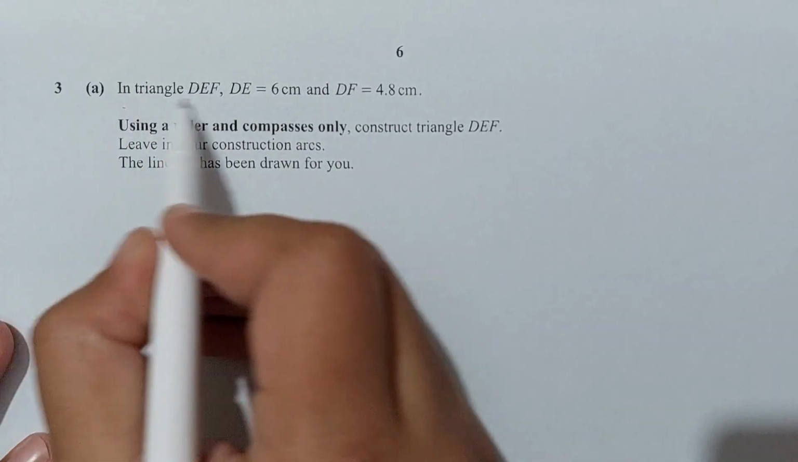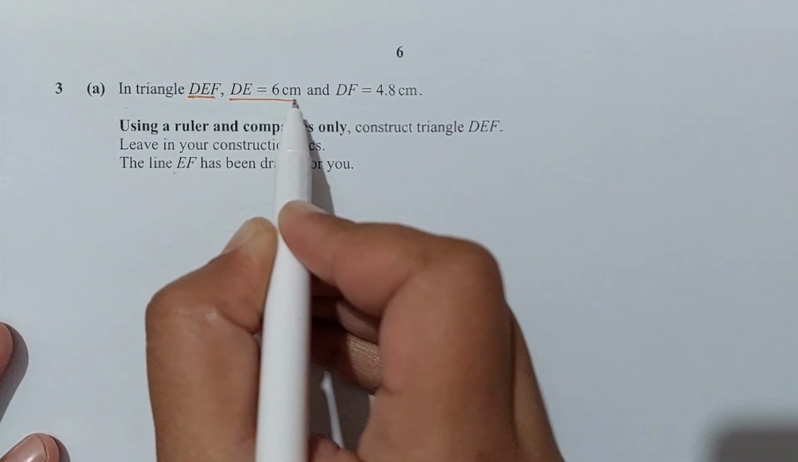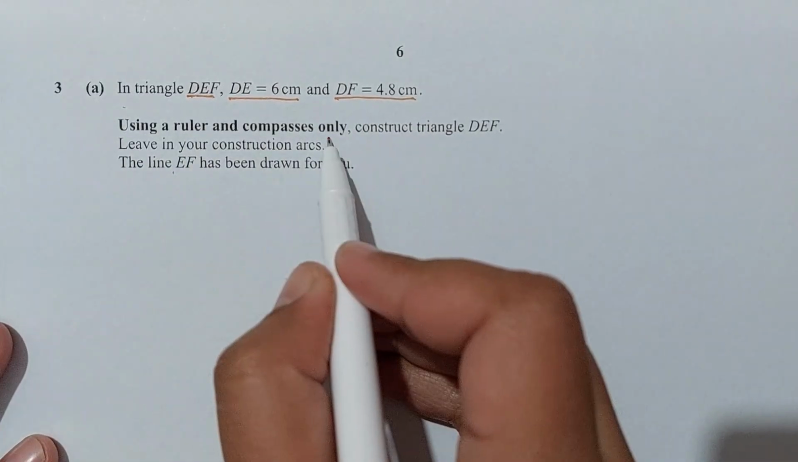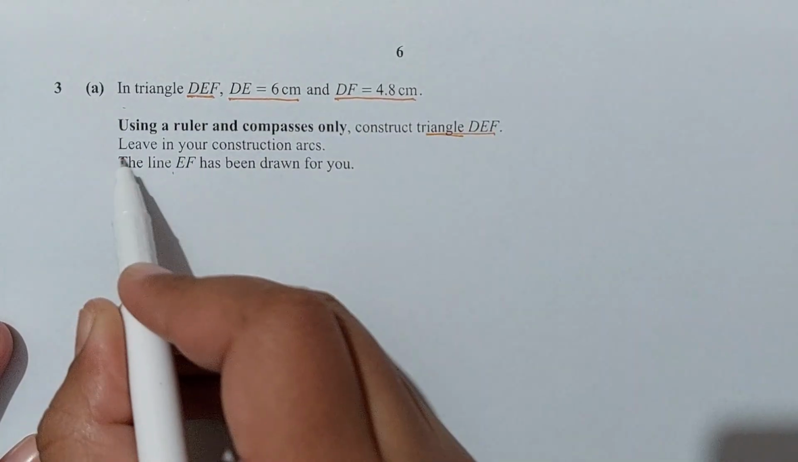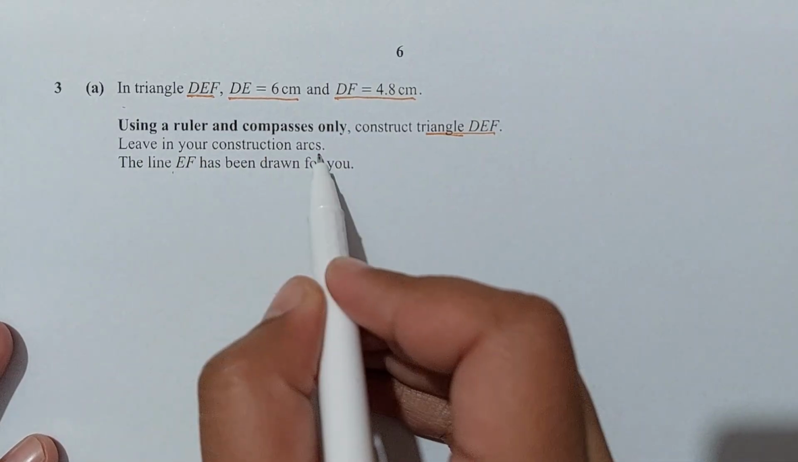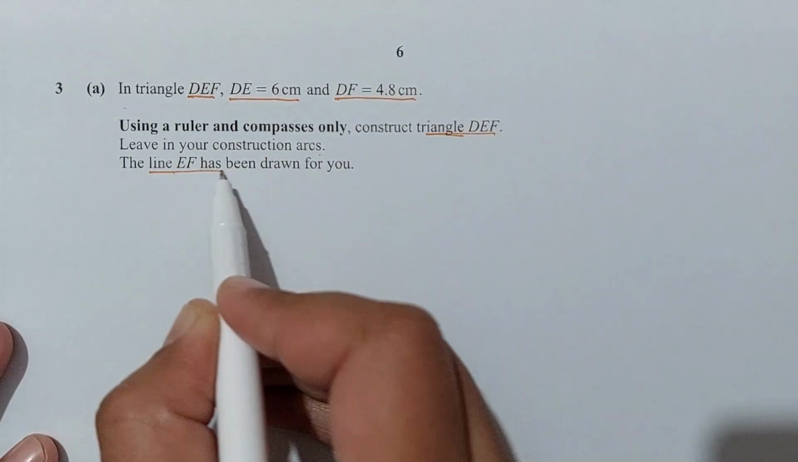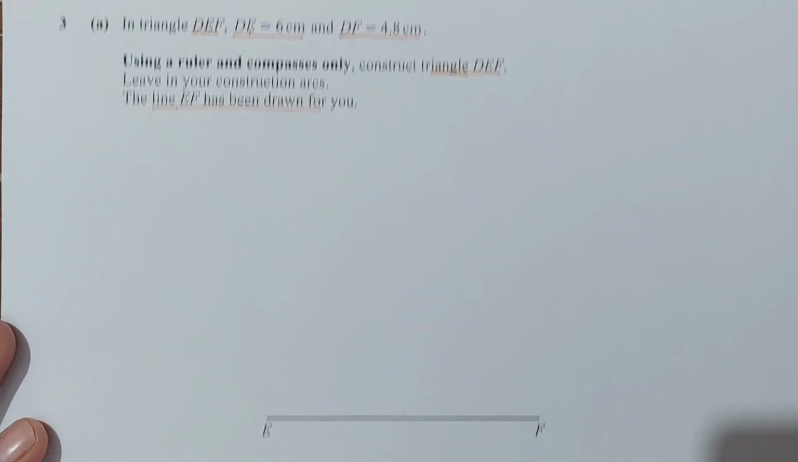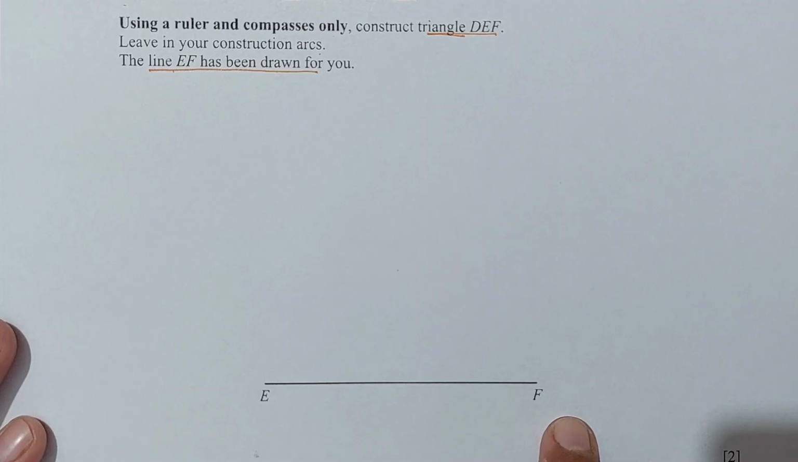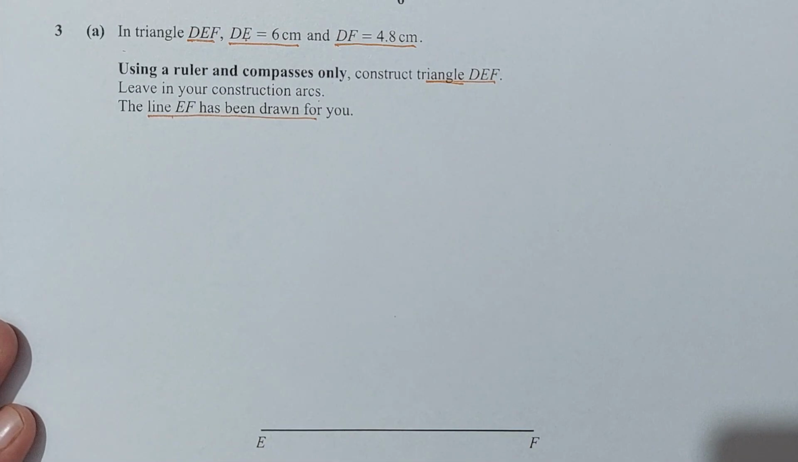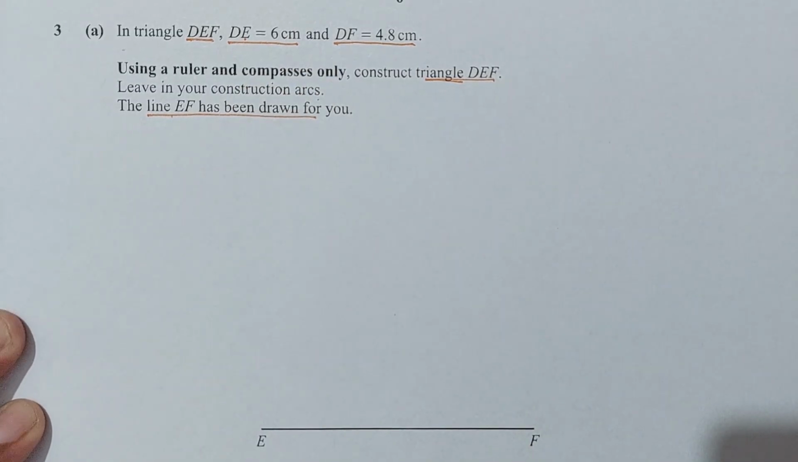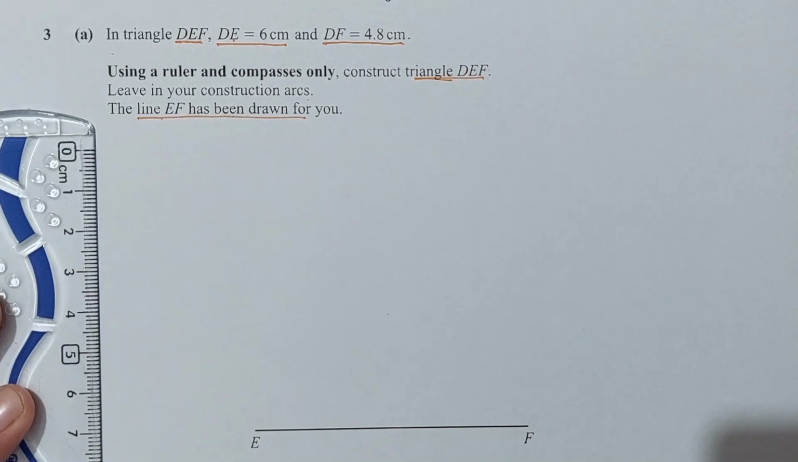Question number 3, part A. In a triangle DEF, we have DE, which is 6 centimeters, and DF is 4.8 centimeters. Using a ruler and compasses only, construct the triangle DEF. Leave in your construction arcs. The line EF has been drawn for you. We have DE and we have DF. Okay, this E to F is done. Okay, so D to E is 6 centimeters.